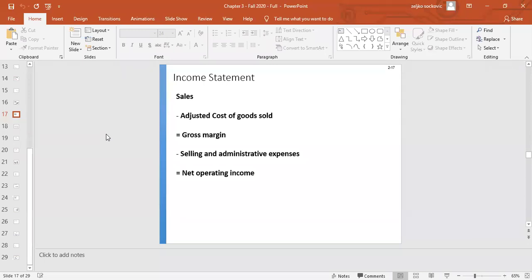Professor? Yes. I have a question. For example, if we have damaged or expired goods, would they go into selling and administrative expenses, or where would that go? What kind of expired goods? Or damaged, like damage. Yeah, we will not worry about this in this class. That's a financial accounting topic, financial accounting class.